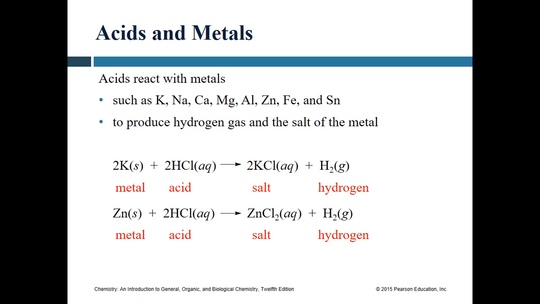And again, these end up producing a hydrogen gas as a byproduct and some kind of a salt. So here we got an example of hydrochloric acid reacting with two different types of metal. Basically, what we see happening, this kind of reaction has a name. It's called single replacement.